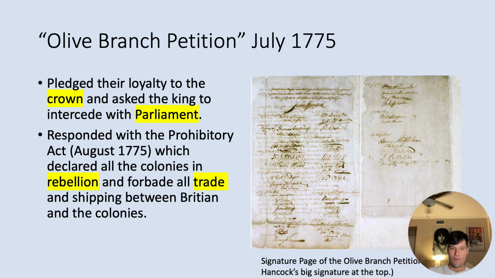So go ahead and write down these notes. This is what's going on during this time in July 1775. As you guys can see, forbid all trades and shipping between Britain and the colonies. So this was not looking good for them, right? Go ahead and take a second if you haven't already, write down the notes, and let's move on.